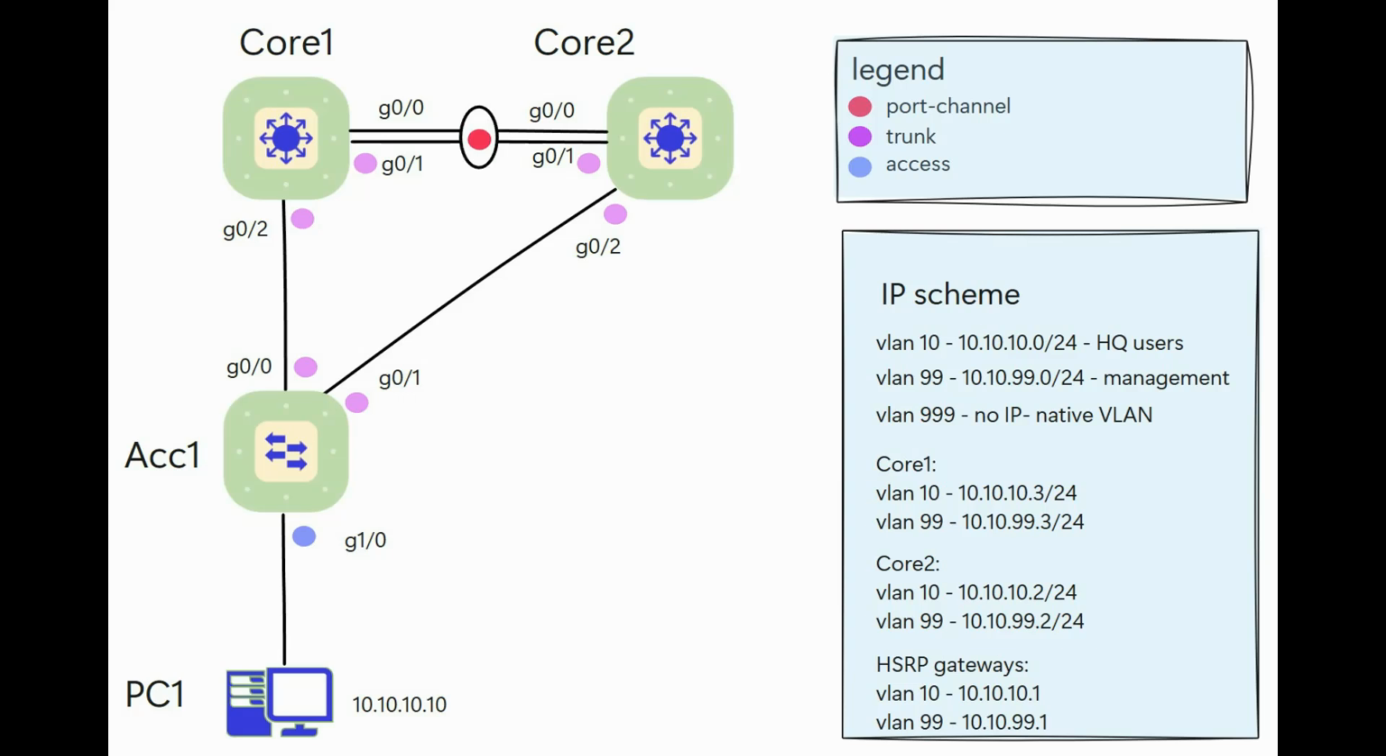Port channel, or link aggregation. A port channel combines multiple physical switch links into one logical connection. This boosts bandwidth and provides redundancy. If one link fails, traffic keeps flowing on the others. It's useful for high traffic connections between switches, servers, or firewalls where reliability and speed are critical.